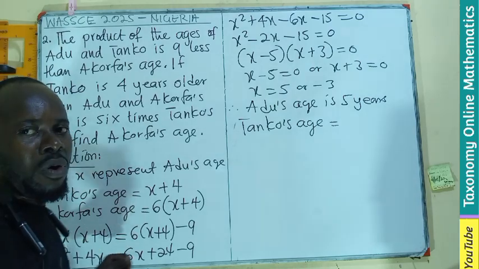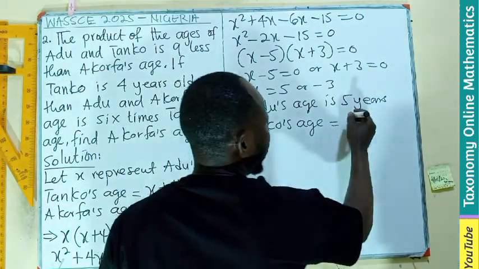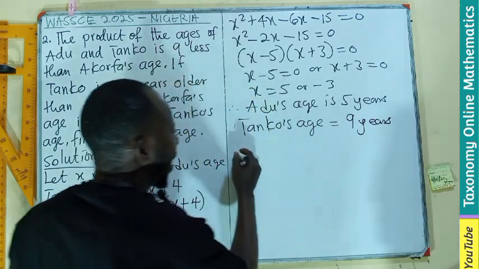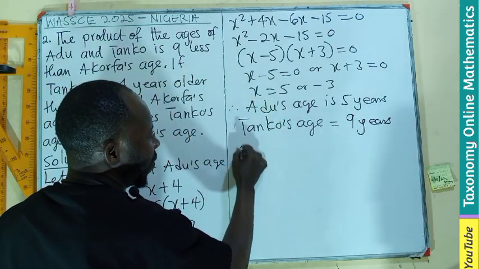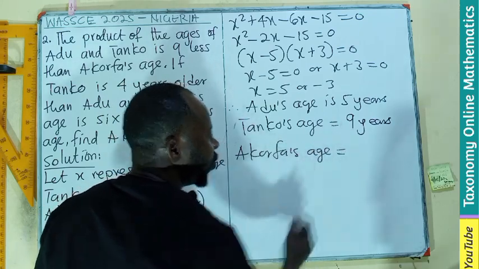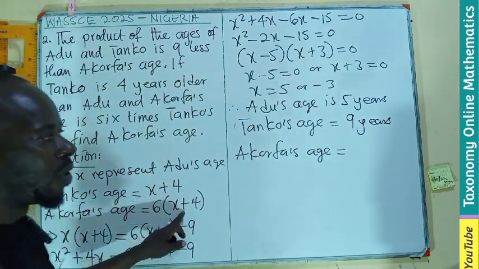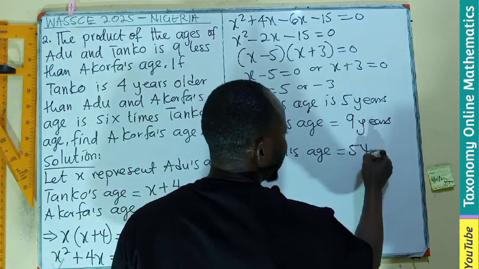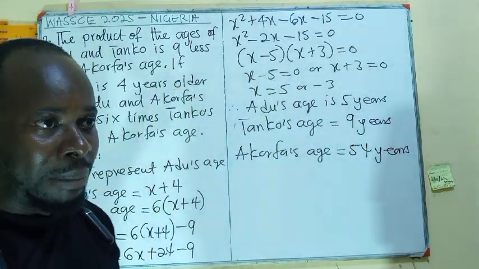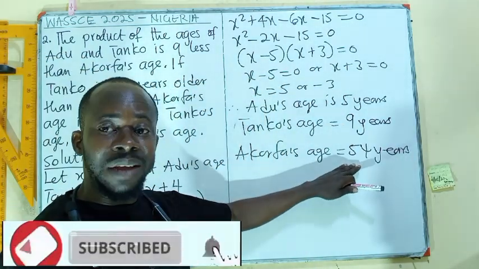Tanko's age is 4 more than that of Edu, which is going to be 9. So 9 years. Then Akofe's age is going to be 6 times that of what? Tanko's age, which is 54 years. So these are the ages of the people, but we are asked to find Akofe's age. So this is the last one we did.